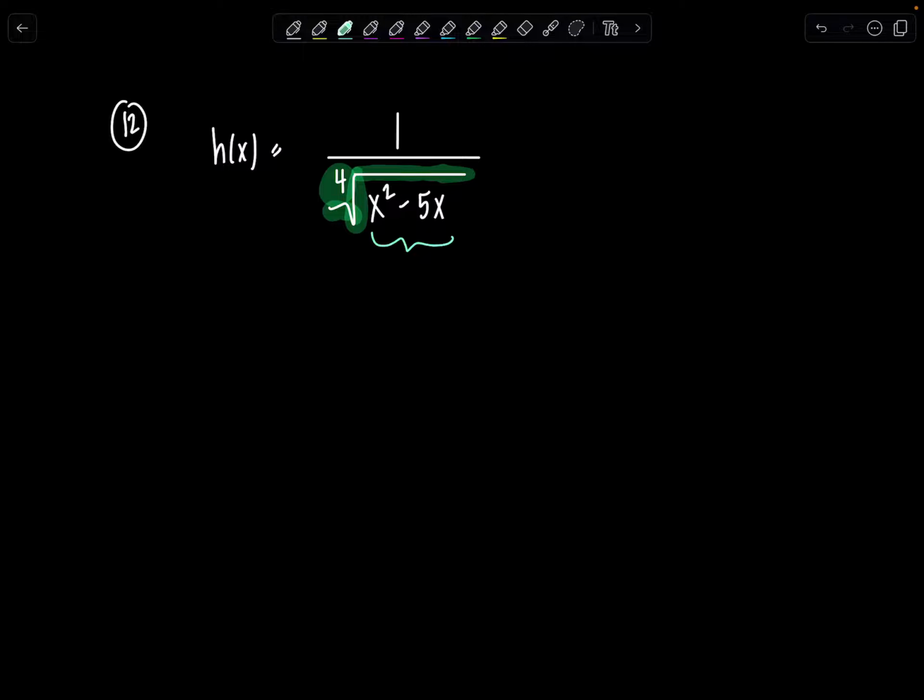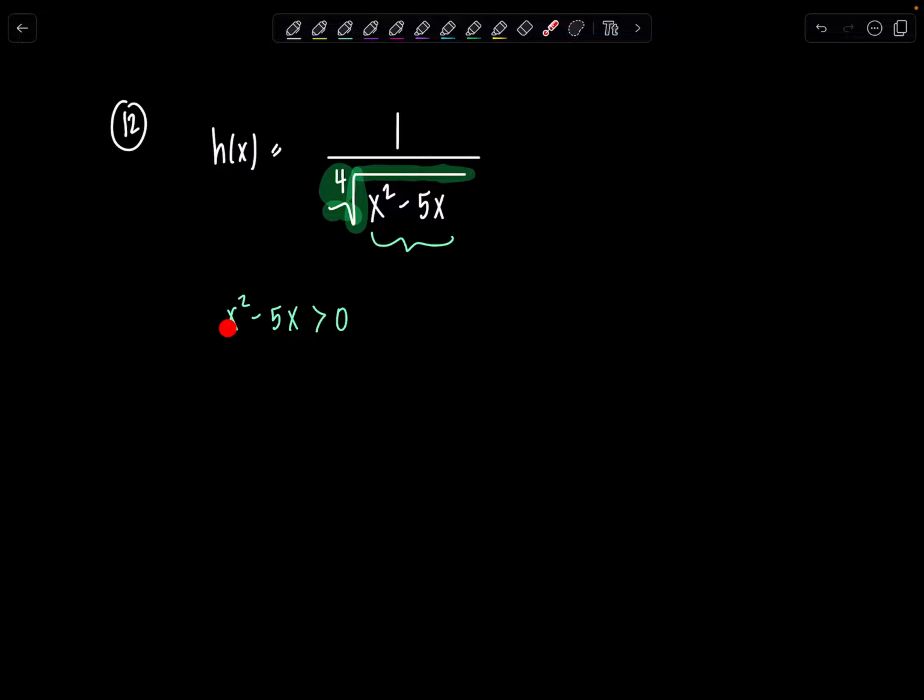So normally you would just take x squared minus 5x and make sure it's greater than or equal to 0, but since it's in the denominator, I'm just going to set it strictly greater than 0. If this was in the numerator, not the denominator, then I would put the equal sign here. But because it's in the denominator, I don't want it to equal 0.